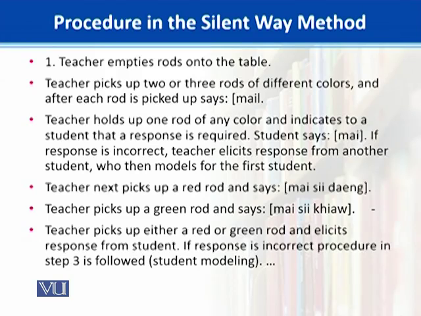Again, in bracket, the Thai response is given. If the response is incorrect, the teacher elicits a response from another student who then models for the first student. Now, what is important here is that the teacher himself or herself does not correct. The teacher rather asks another student to facilitate or to help or to elicit it for the first student.